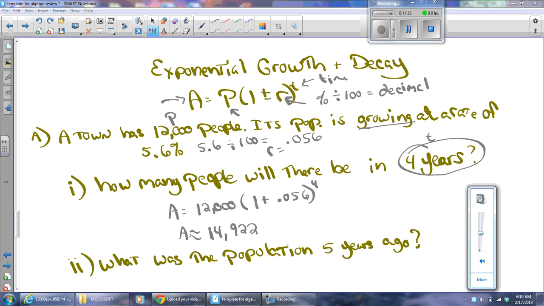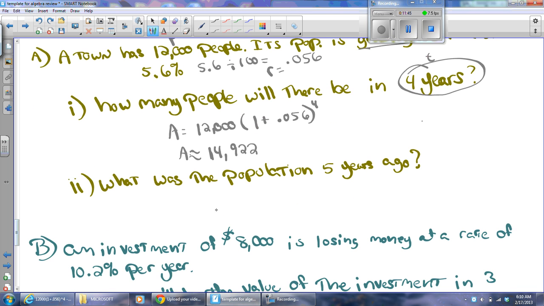All right. So what was the population 5 years ago? Very much the same problem. I'm going to do A equals 12,000. The population was still growing, so it's going to be positive. But the time is in the past, so it's to the negative 5th power. Hold on one second, and I'm going to go to Google and get my approximate population.